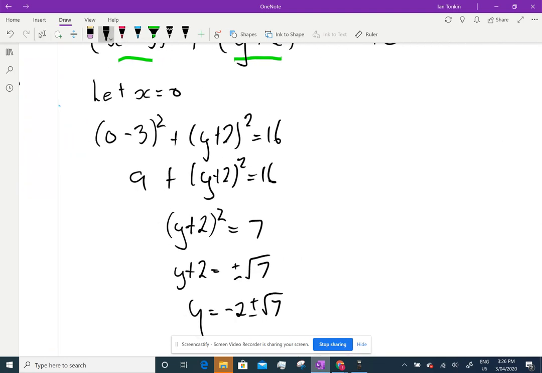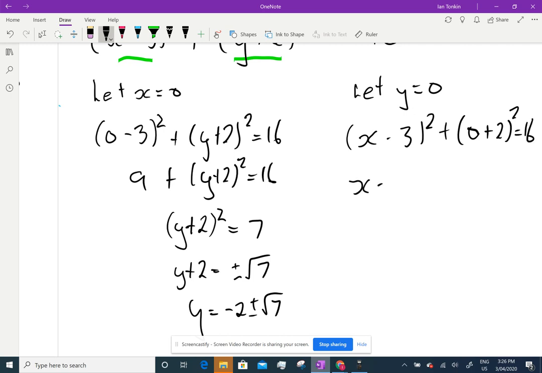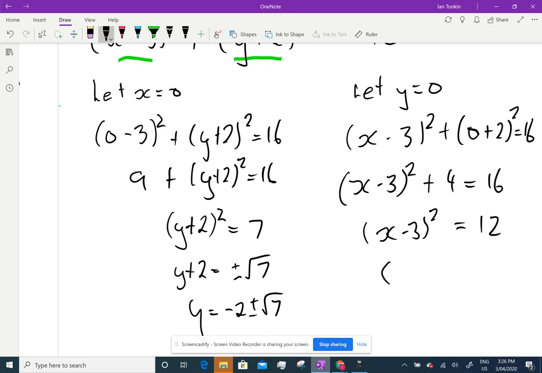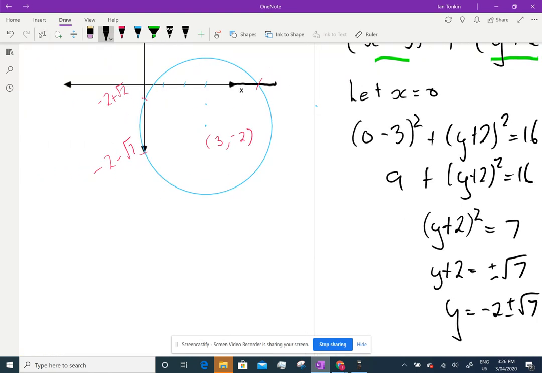The x-intercepts, let y equals 0, and I get x minus 3 all squared plus 0 plus 2 all squared equals 16. X minus 3 all squared plus 4 equals 16. X minus 3 all squared equals 12. X minus 3 equals plus or minus root 12. X equals 3 plus or minus root 12. Over here, this one, 3 plus root 12 and 3 minus root 12. And you can work those out as decimals.